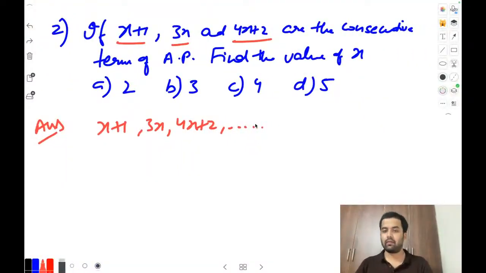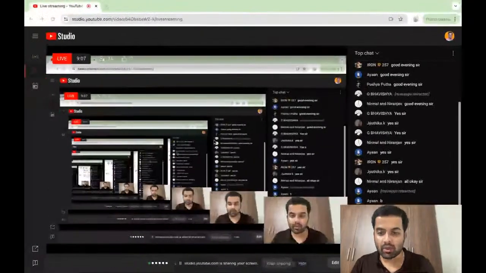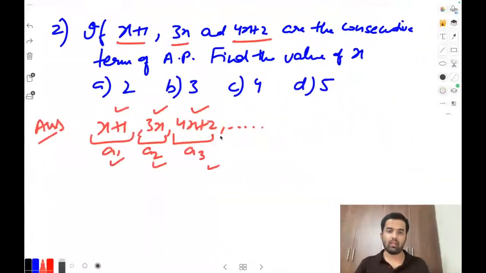Nobody till yet. Okay. So as we see, this is our A1 value. This is our A2 value. This is our A3 value. These stand for what? At the place of first, x plus 1 is there. Second place, 3x is there. Third place, 4x plus 2 is there. That's the meaning of this. Let me check, anybody who got the answer of this. Option B, Ayan. Okay, fine.